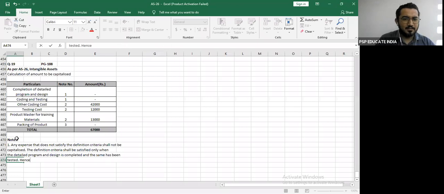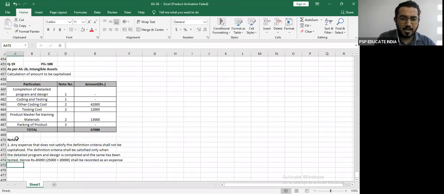Hence, rupees 45,000. How did you get that? 20,000 plus 25,000. So it has to be 25,000 plus 20,000. Shall be recorded as an expense.